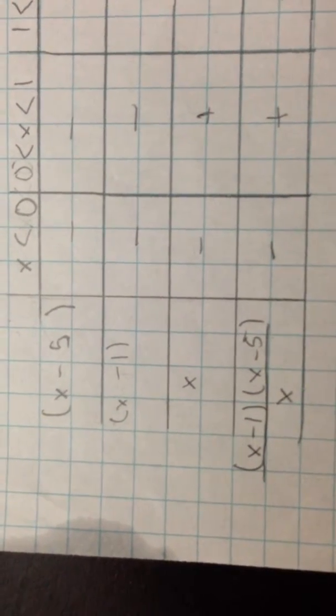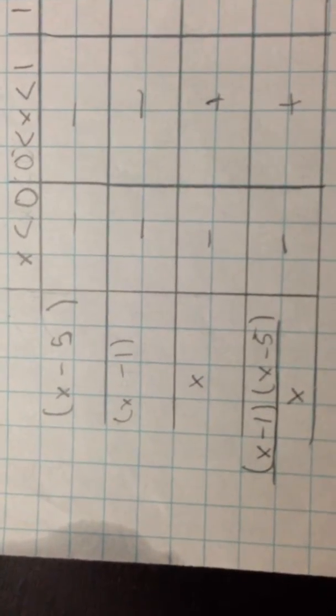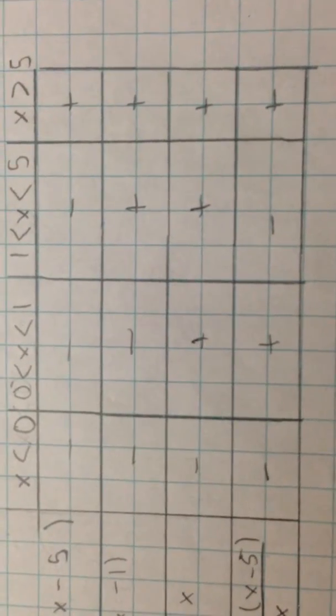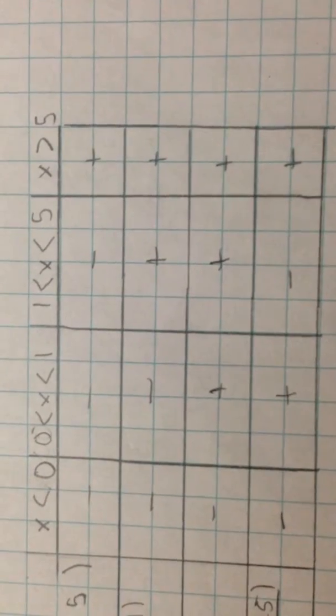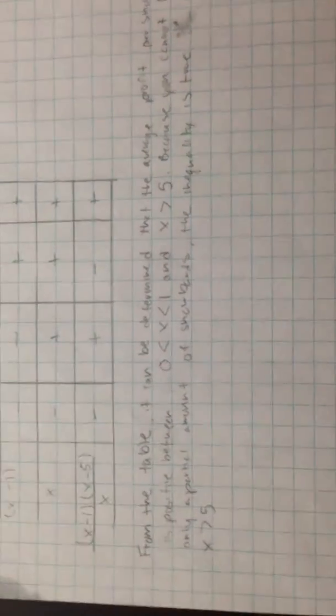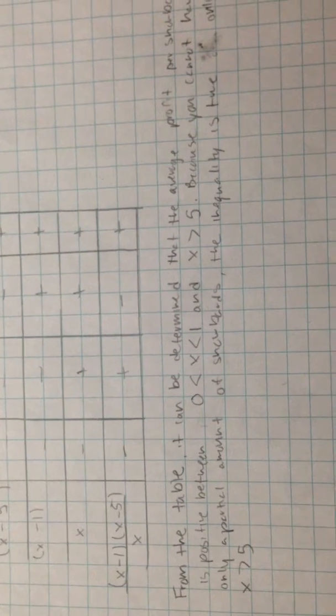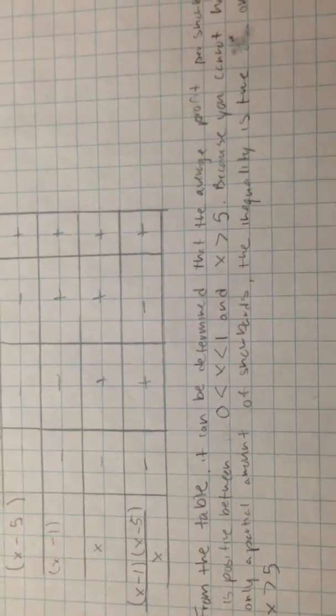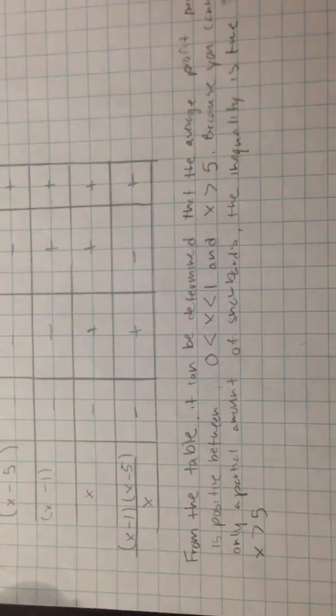Finally, you get the factor (x - 1)(x - 5) over x. With the first interval, you get a negative answer, a positive for the second interval, a negative for the third, and a positive for the fourth. Now, from the table, it can be determined that the average profit per snowboard is positive between 0 less than x less than 1 and x greater than 5. But because you cannot have only a partial amount of snowboards, the inequality is true only when x is greater than 5. So that's the answer.